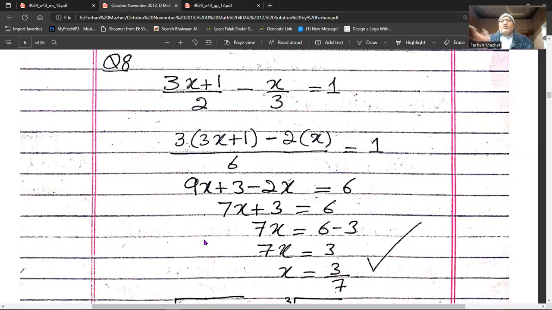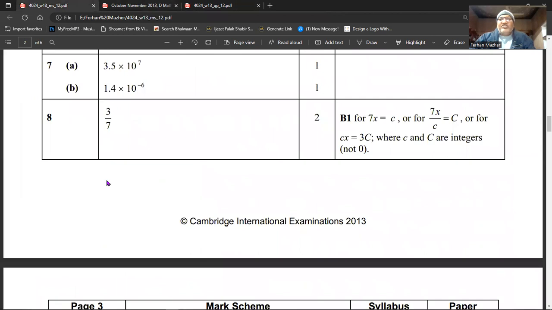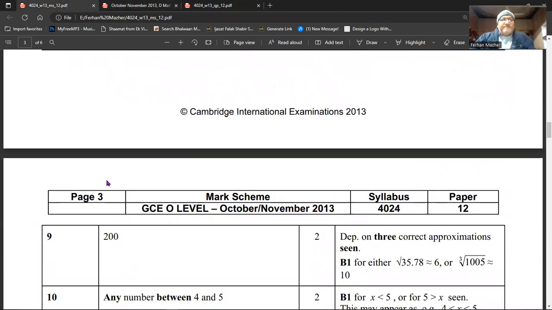That plus 3 will go to the other side. So 7x will be equal to 6 minus 3. So 7x will be equal to 3. The x will be equal to 3 divided by 7. So you got the value of x, that is 3 by 7. This is how you will solve this.